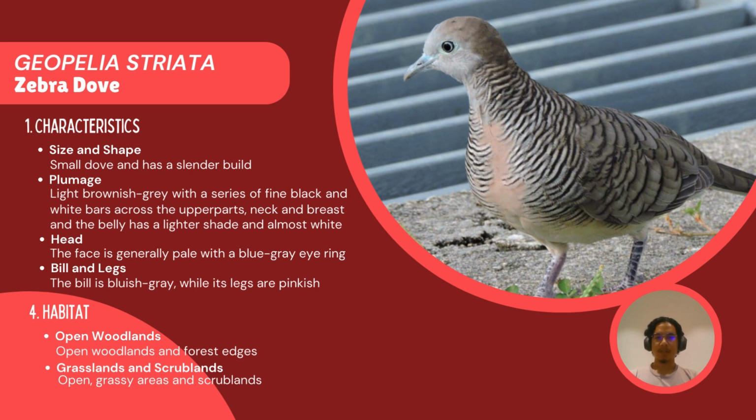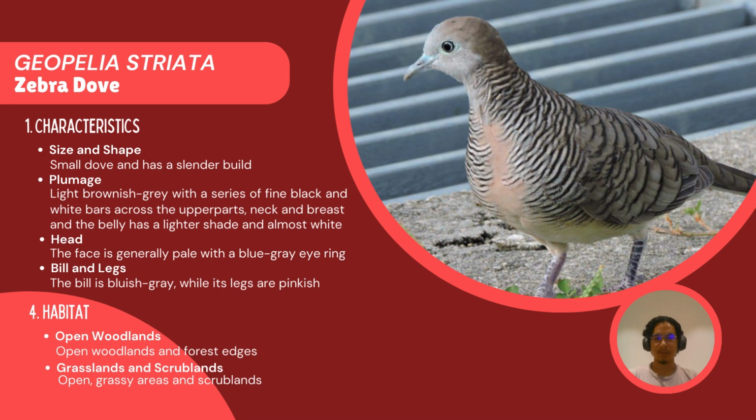Additional information, such as their behavior in terms of diet: they are primarily granivorous. Now, what does granivorous mean? Granivorous is a type of feeding, feeding mainly on small seeds from grasses and weeds. They also consume small invertebrates.